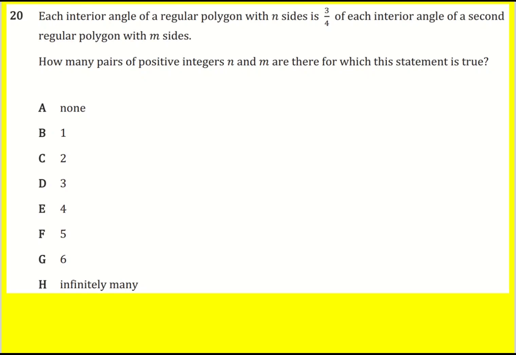Great question here. Each interior angle of a regular polygon with n sides is 3/4 of each interior angle of a second regular polygon with m sides. How many pairs of positive integers n and m are there? Now, not a bad shout is just to start writing down some interior angles.